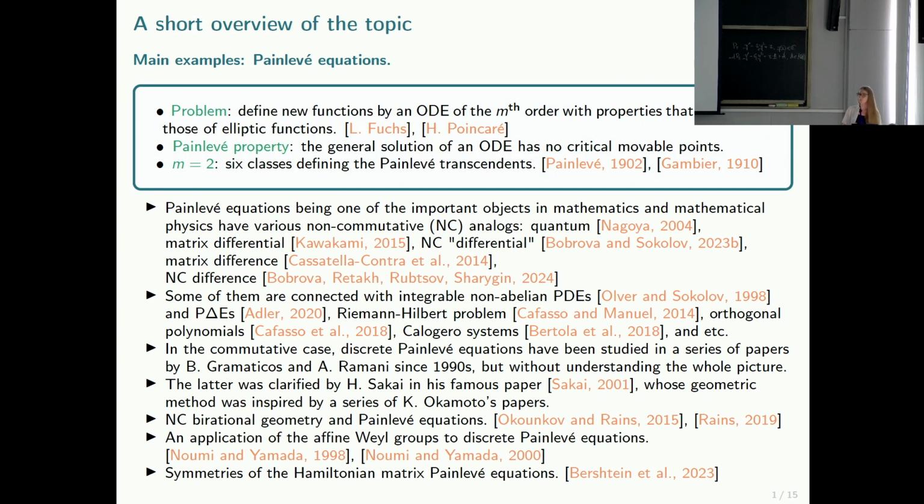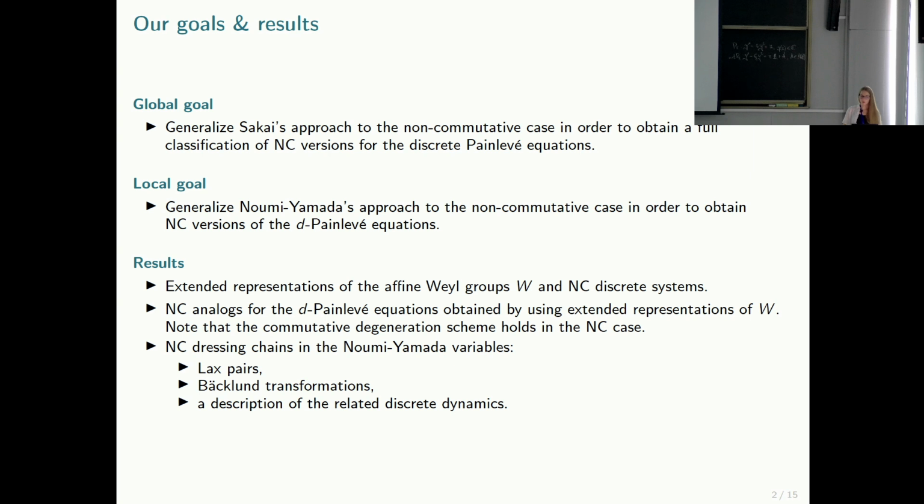So now we can ask, what if we generalize this affine Weyl group method to obtaining non-commutative discrete Painlevé equations? Our global goal is to generalize Sakai's approach to the non-commutative case in order to obtain the classification of non-commutative versions of the discrete Painlevé equations, because we know that they are more general than in the commutative case. And our local goal is to generalize Noumi-Yamada's approach to the non-commutative case, because we want to obtain good examples of non-commutative versions of the discrete Painlevé equations.